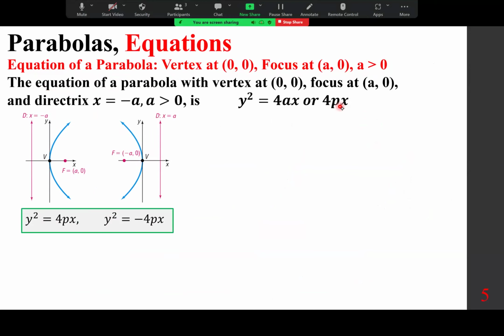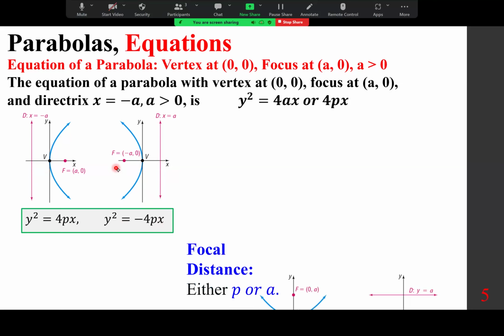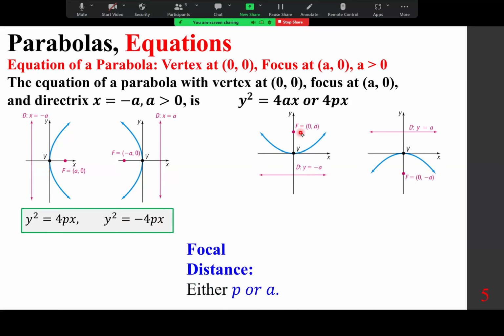So take a look at this. This has the equation y squared equals 4px. This opens to the right. This has the equation y squared equals minus 4px when it opens to the left. A focal distance again is P or A. If it opens up with the vertex at 0, 0, or opens down, in this case, x squared is 4py. In this case, x squared equals minus 4py.